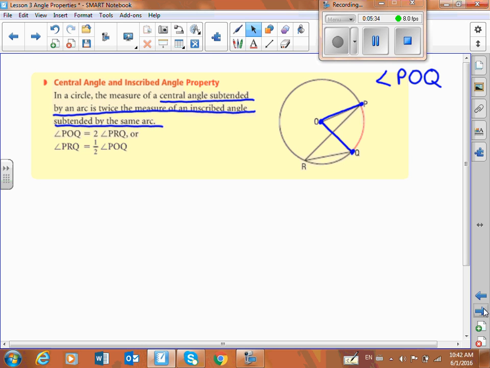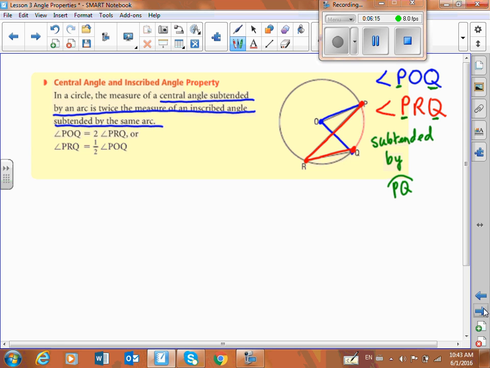Okay, next I want you to highlight the inscribed angle PRQ. So you're going to put your pen on P, vertex at R, another endpoint at Q. Okay, so there's a central angle in blue, there's an inscribed angle in red. What I want you to notice is that they both have P to start, Q to end. That means they are subtended by arc PQ. Okay, so they're subtended by arc PQ.